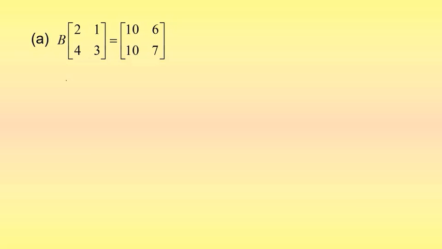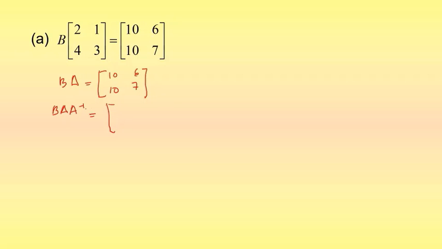Okay, so we know this one is B. This one is matrix A, and let's say this one is the answer: 10, 10, 6, and 7. Okay, we need to eliminate this A from the left hand side. Only its inverse can eliminate matrix A. So it means that in order to eliminate A from the left hand side, we need to multiply with A inverse.